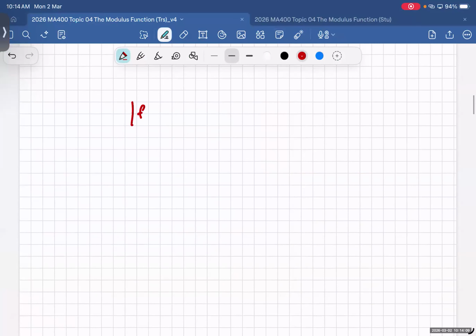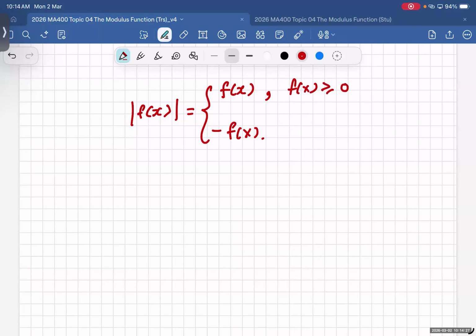So modulus of fx is equal to either fx or negative fx. When you solve this equation, modulus fx can either be itself, when it is positive, or it's negative of fx when it is negative. And this is a long-term partnership. Senior high also you will use this.